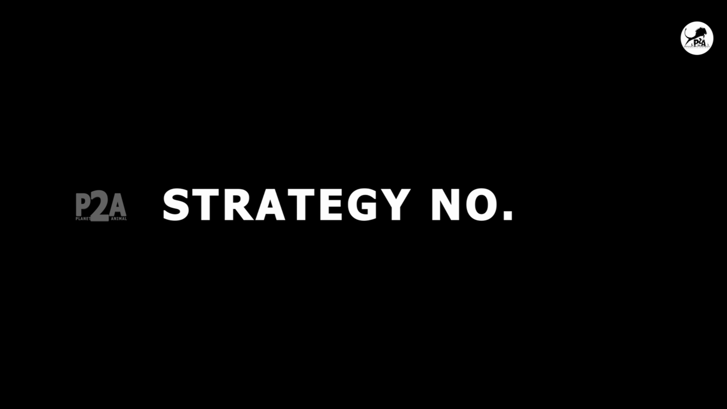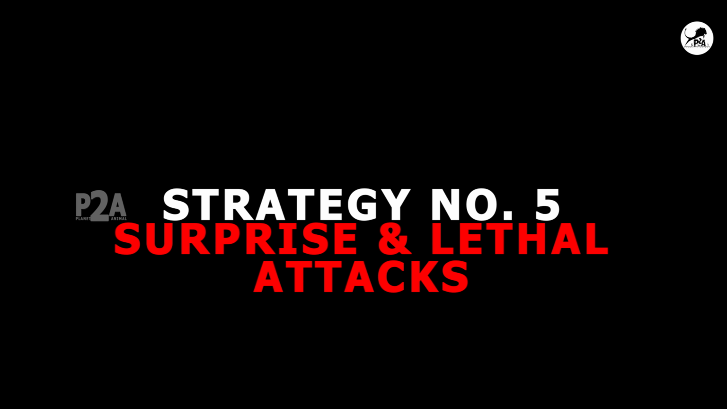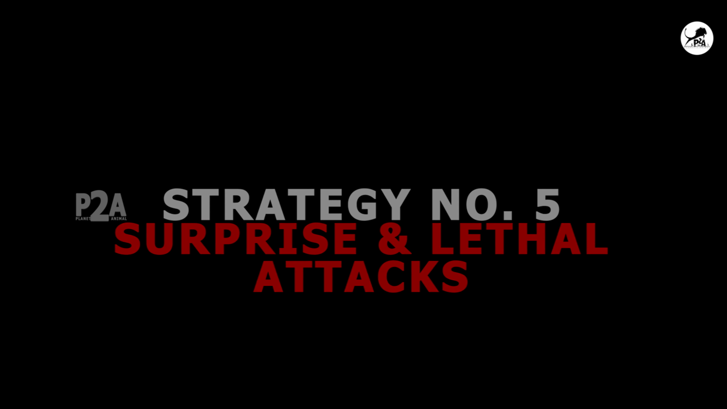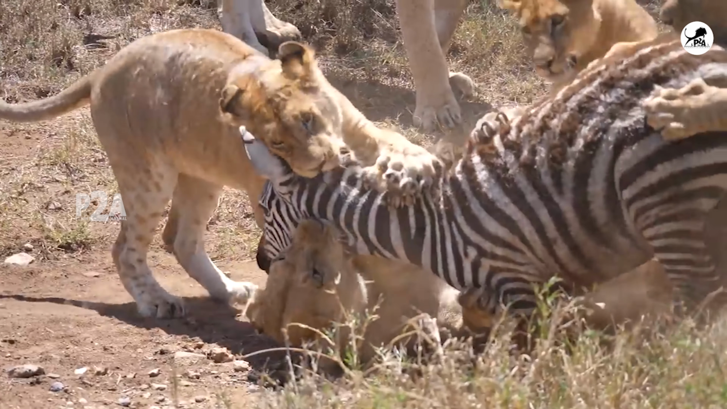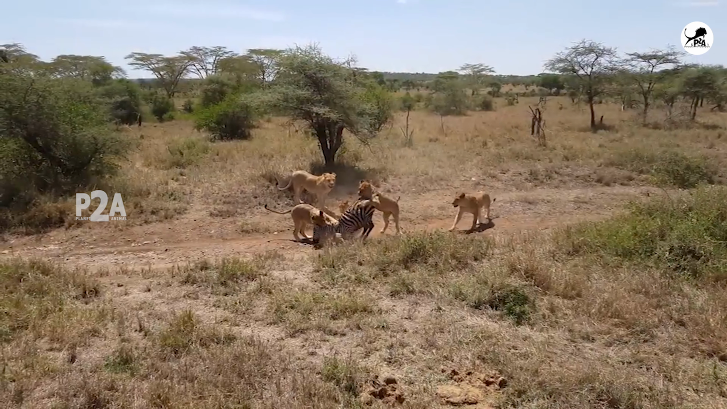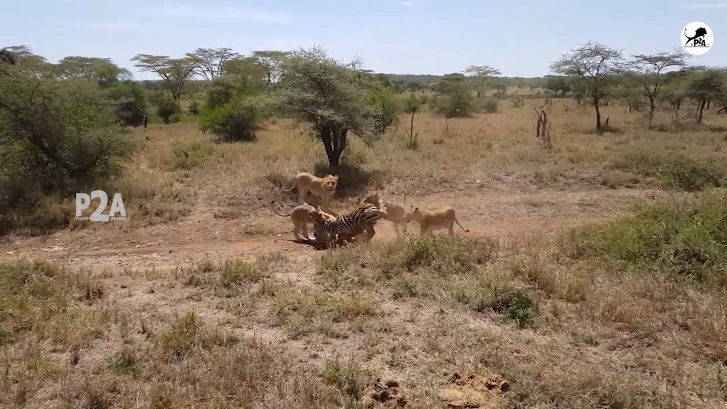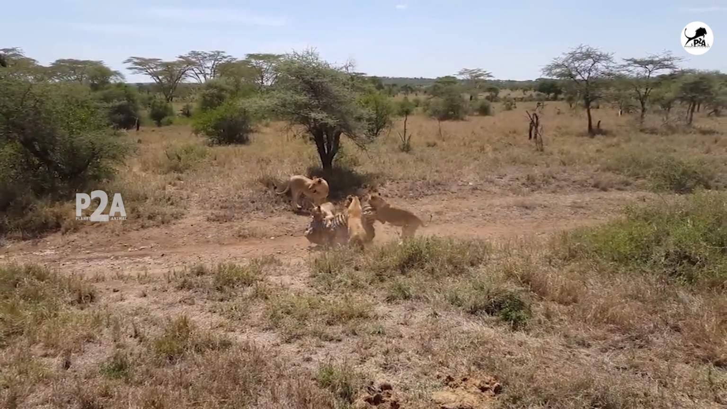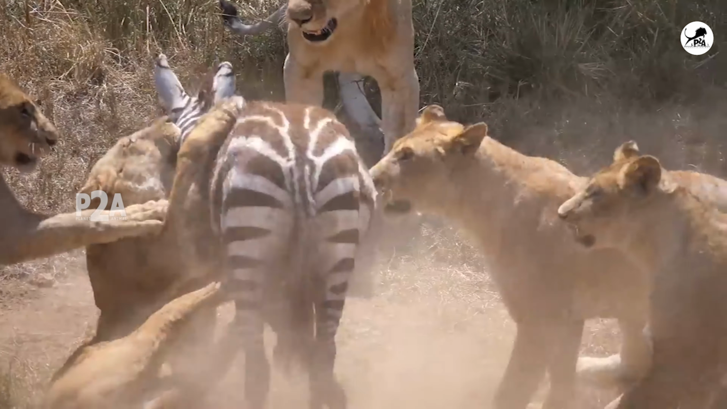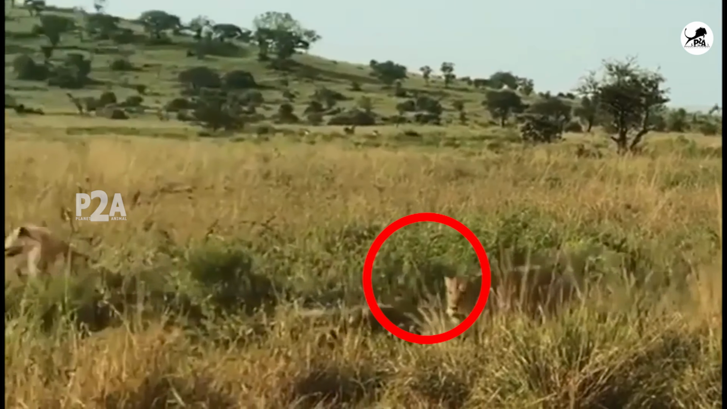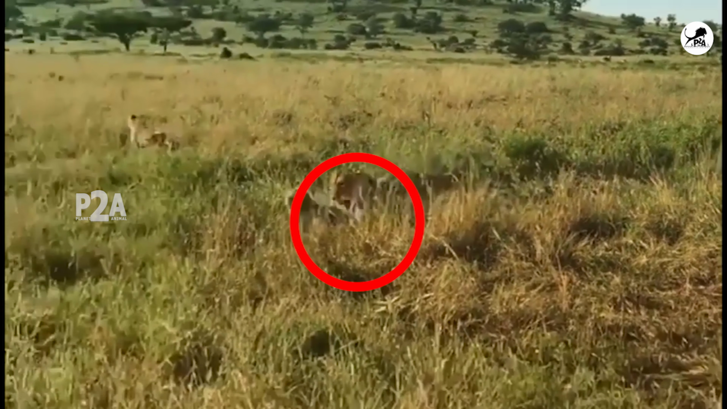Strategy number 5. Surprise and lethal attacks. The attacks of a lion on its prey while hunting will be lethal and stealthy. Mostly lions attack the nose part and the back of the prey to paralyze them first and kill. Also, it surprises the prey with its attack, as you can see in these videos.